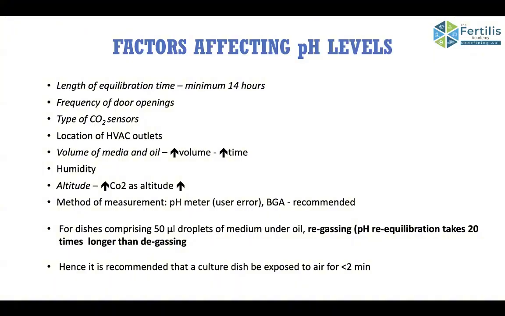If you are working in Kashmir, you require a higher pressure of CO2 compared to when you're working at sea level. So the higher the altitude, the more CO2 is required as the air is thinner there.